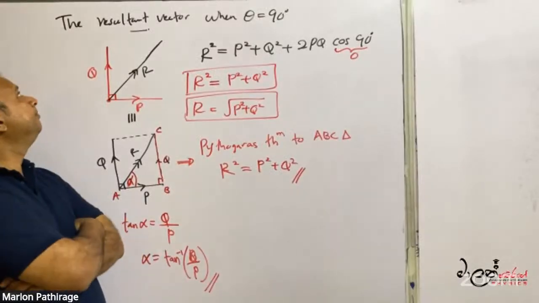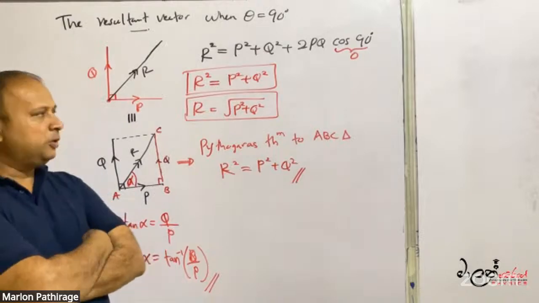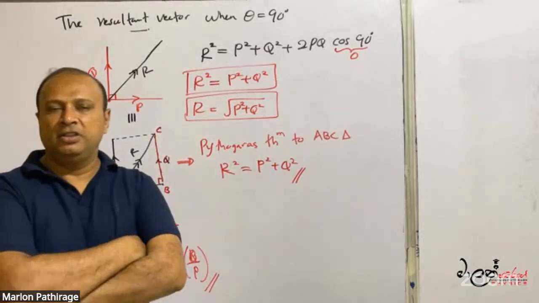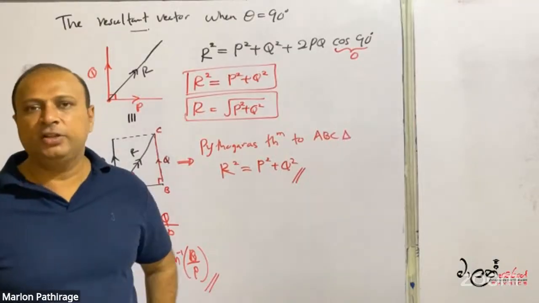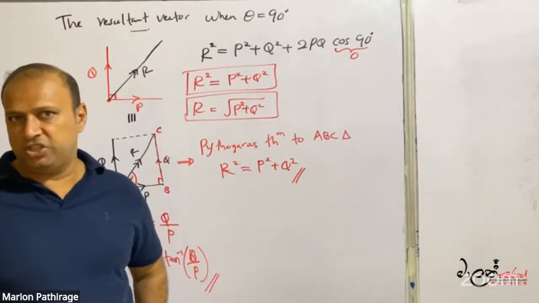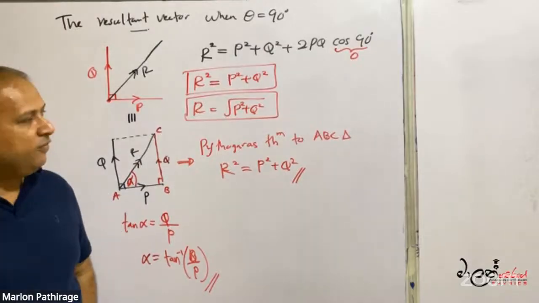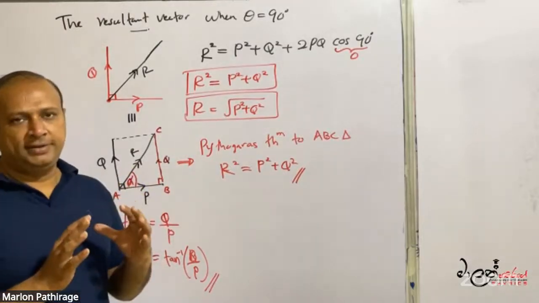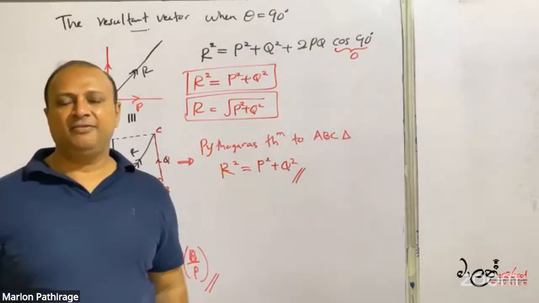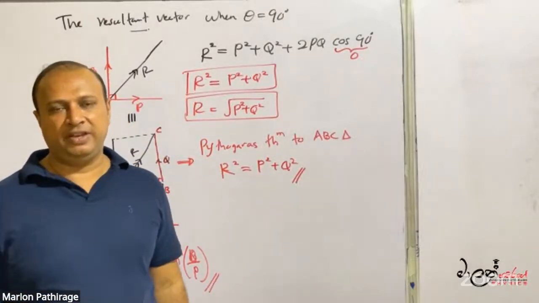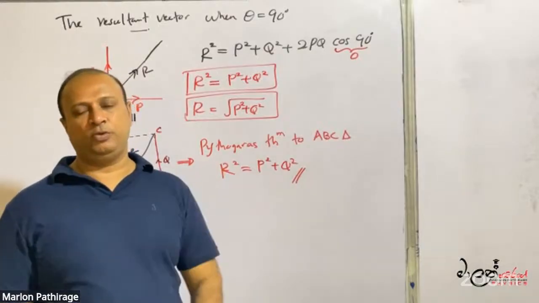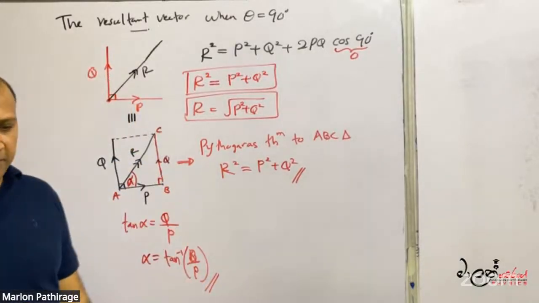Okay. Then this is valid when the two vectors are perpendicular to each other. Now, we can discuss when the resultant vector, that means R, is perpendicular to the smaller vector. That is the next case. Okay, so write a topic.